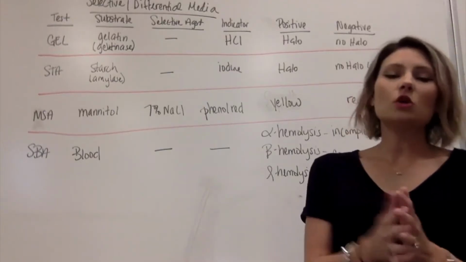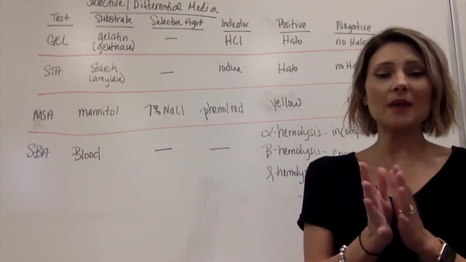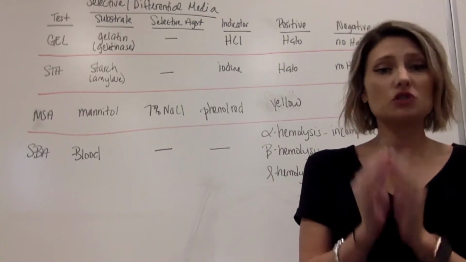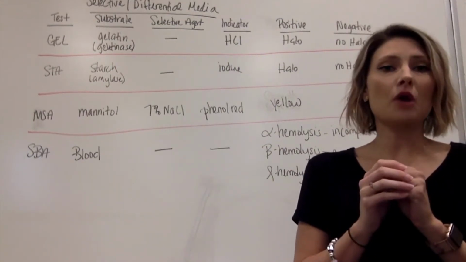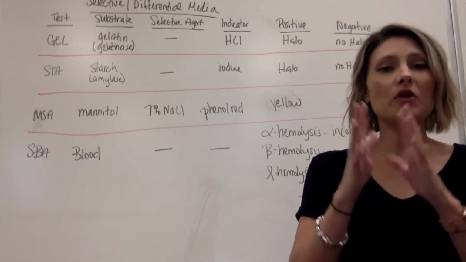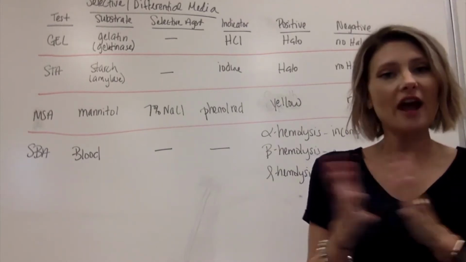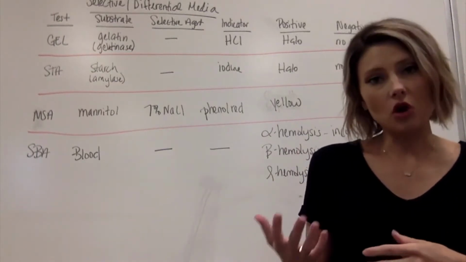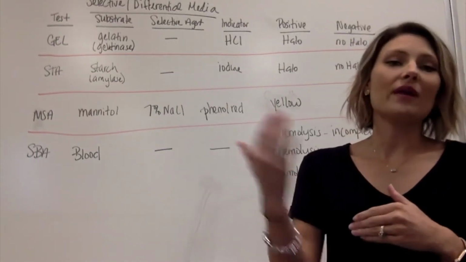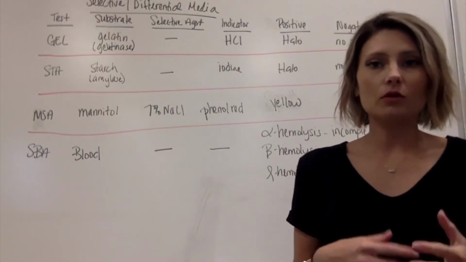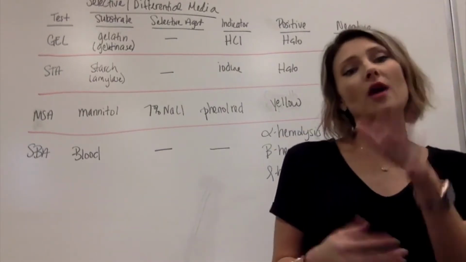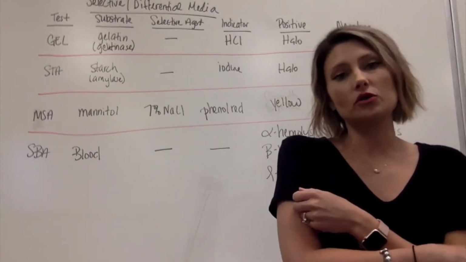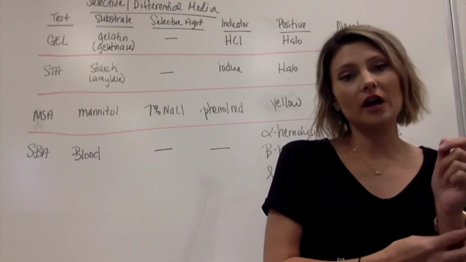So the reason why I like to go over gelatin and starch back to back is because these are the ones that are very similar. Okay, they're both strictly differential. They're both having to add an indicator. They both have a halo for a positive result, and they're asking the same questions. Can the bacteria hydrolyze the gelatin or the starch? Okay, so whenever I remember these tests, I always group gelatin and starch together because they're very similar. Okay, so if that would help you while you're studying for your quiz or for your final, that's a way to help remember it.